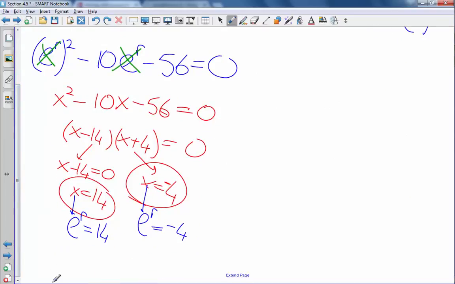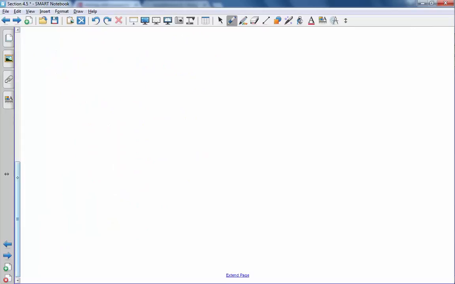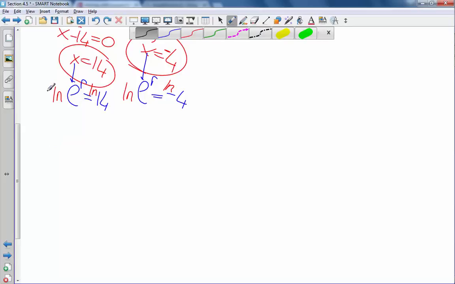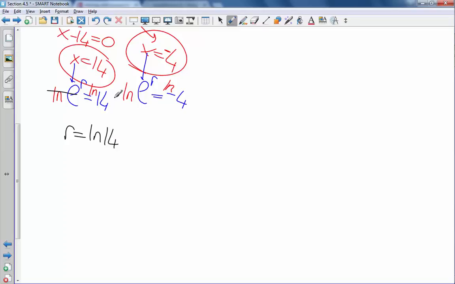So I will take log of both sides. Take log. What log? Which one makes the best sense? Is it log base 10? No, ln is the best because ln has base e. I'm going to take ln of both sides. And these will cancel. You have r equals ln 14. These two cancel. You have r equals ln negative 4.